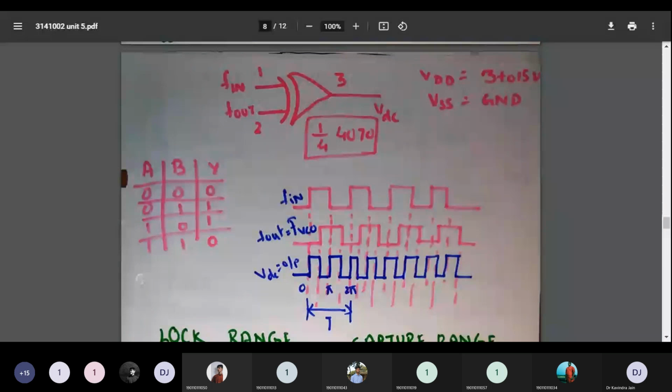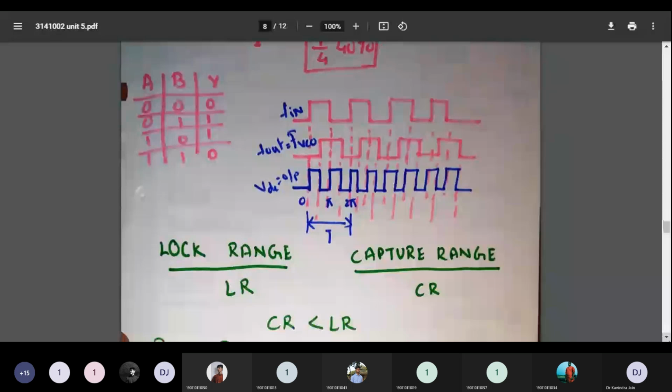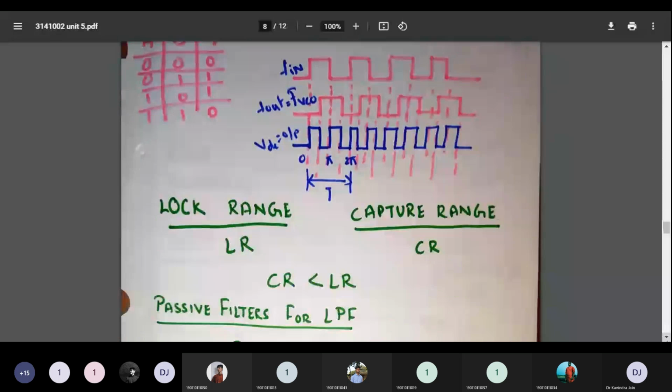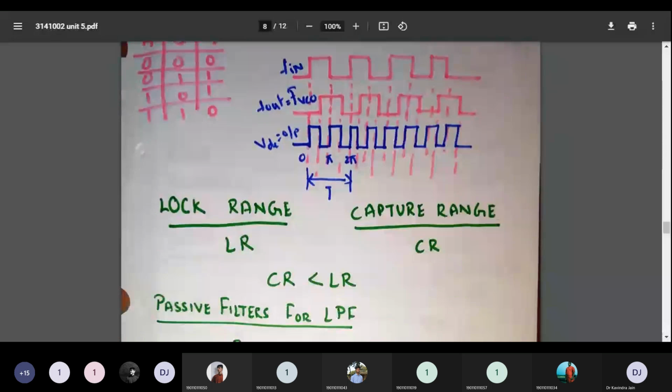Now, what do you mean by locking of the range? That is LR. What do you mean by the term lock range? Lock range, that is LR. It means the range of frequency over which PLL follows the change in Fin. I repeat, range of frequency over which PLL follows the change in Fin.